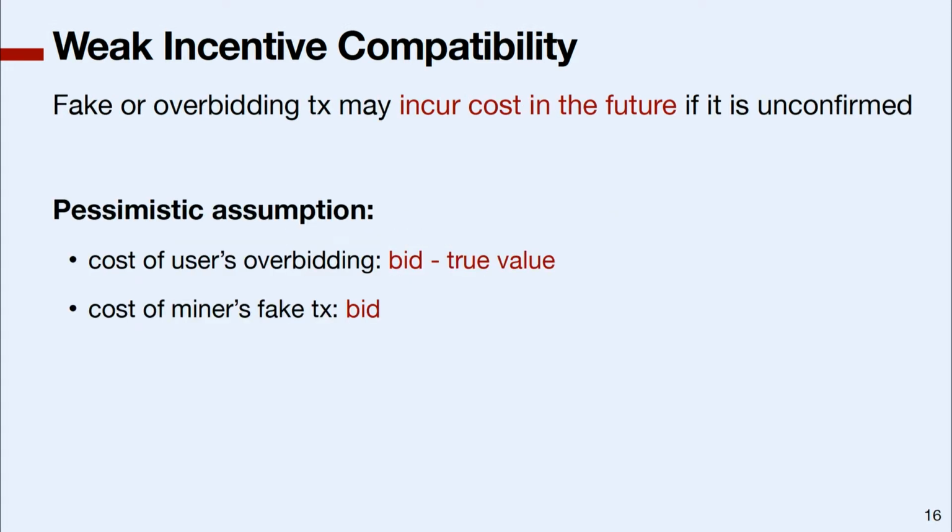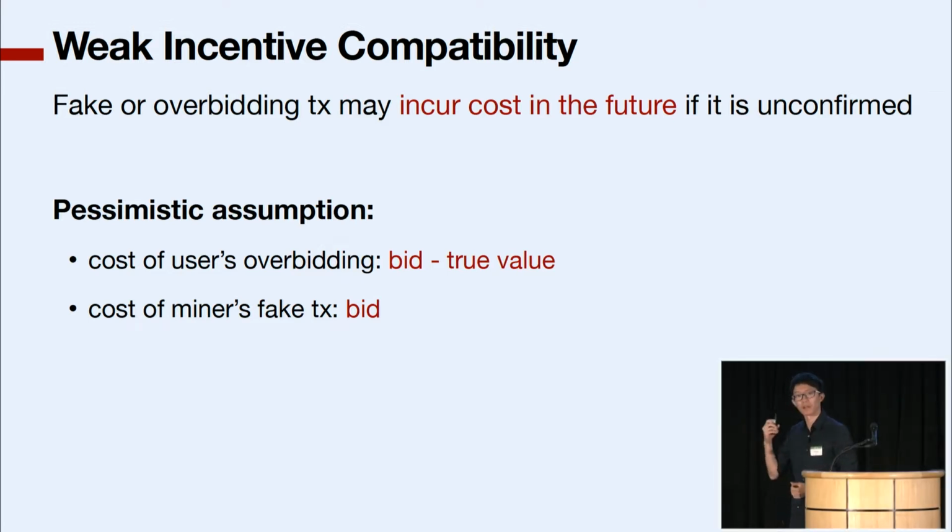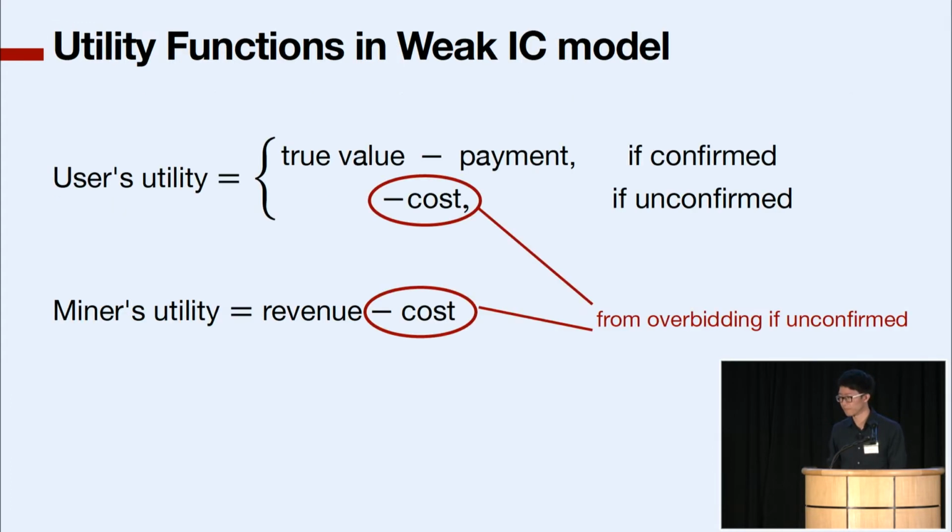To be more precise, by the potential cost, I mean for the user, the cost for you is the actual bid minus your true value. So in the previous example, that is 5 minus 3, which is 2. And if you are the miner, you inject the bid by yourself, because the bid you inject has no intrinsic value. So the bid is exactly the cost for you. So in this case, miner and user's utility change. They have an additional cost here.